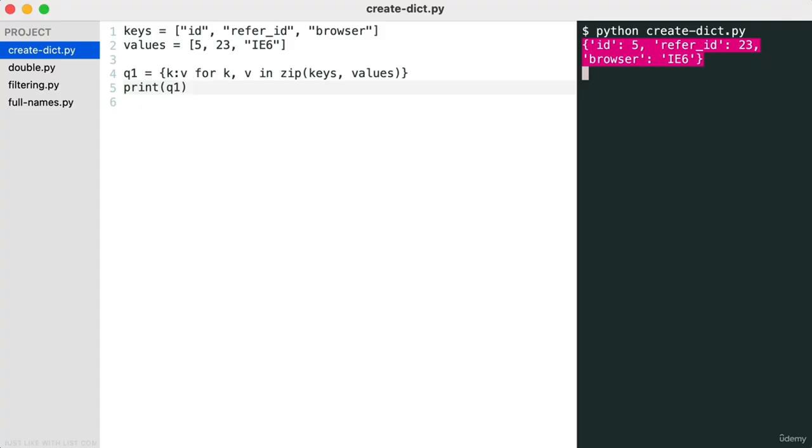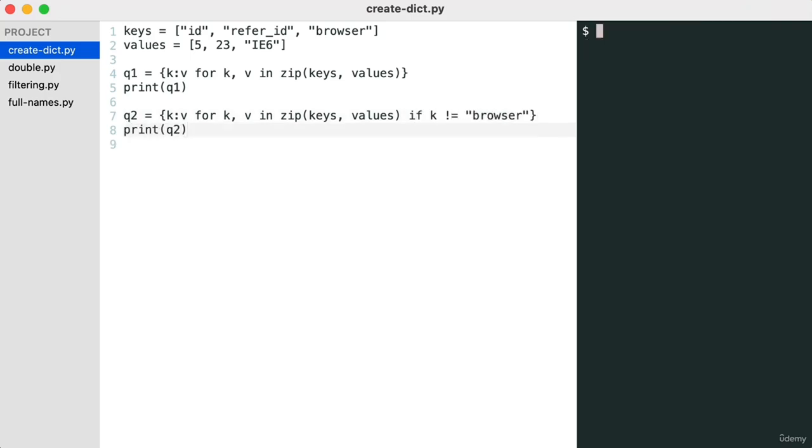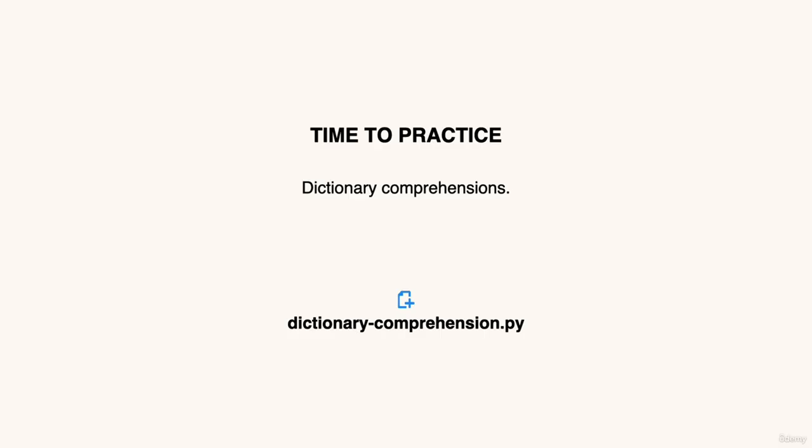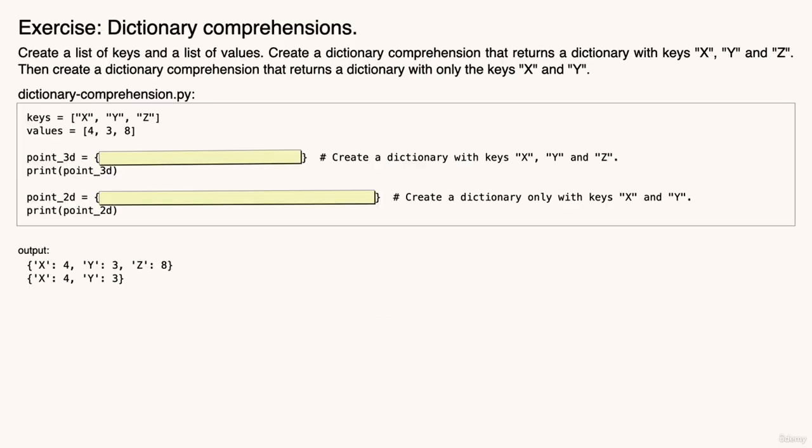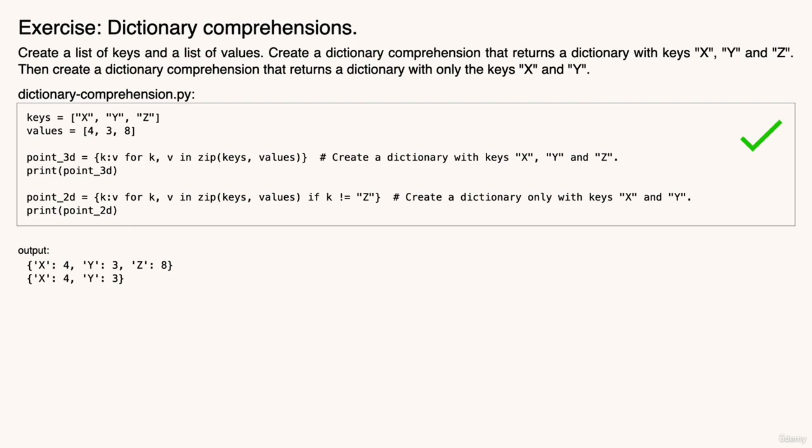Just like with list comprehensions, dictionary comprehensions can be filtered like this. As you see, the browser key is filtered out of the result. Time to practice dictionary comprehensions. Fill out the missing code. Pause the video and resume when you're done. And here is the solution.